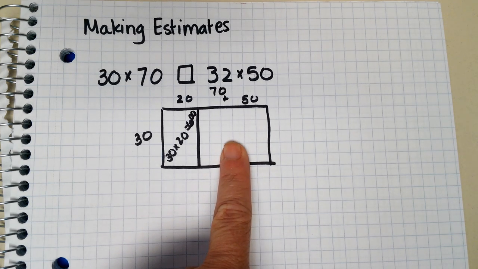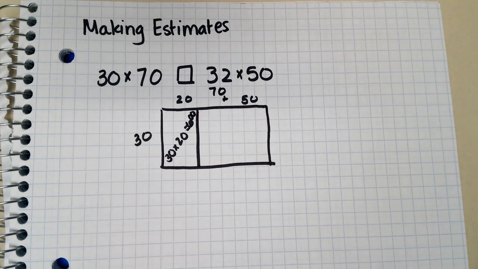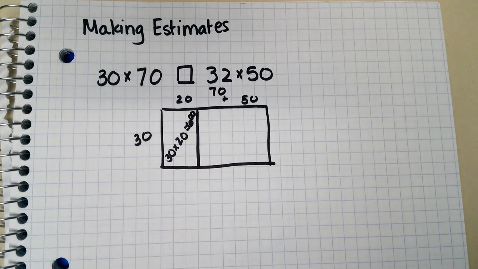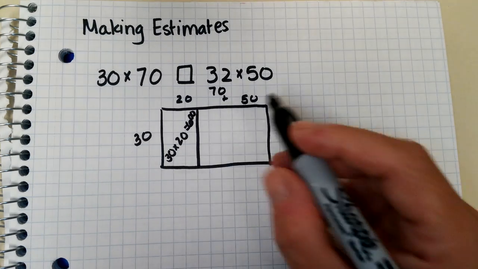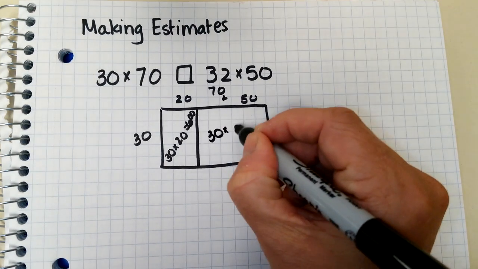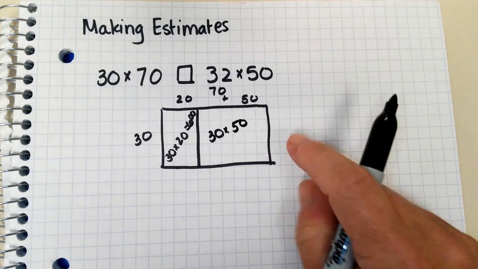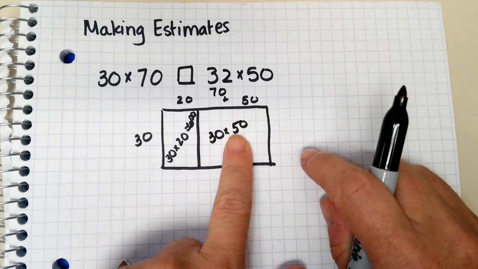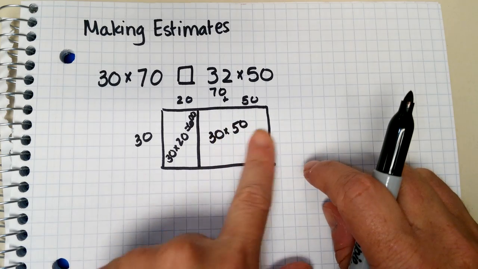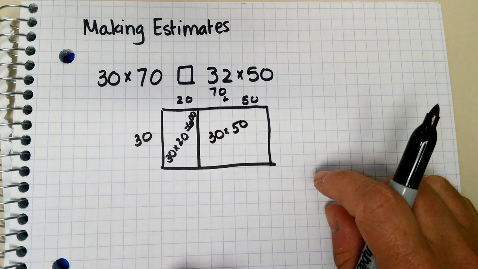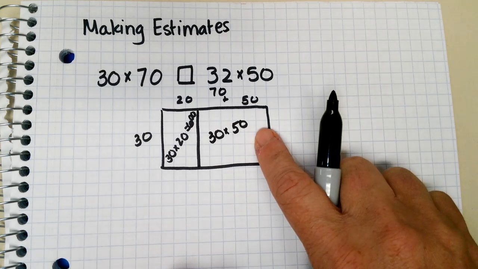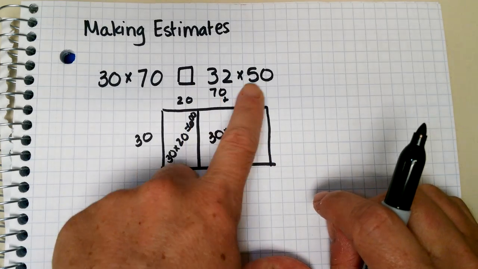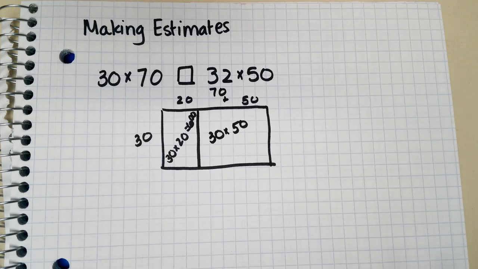Okay, now I need to go ahead and continue with the rest of my problem. Remember, it was 30 times 70. I took care of the 20, now I need to finish. 30 times 50 is over here. Okay, if I were to cover these guys up, we have the 30 times 50. Okay, so that's this piece here. Now I know I want to compare it to that 32 times 50.